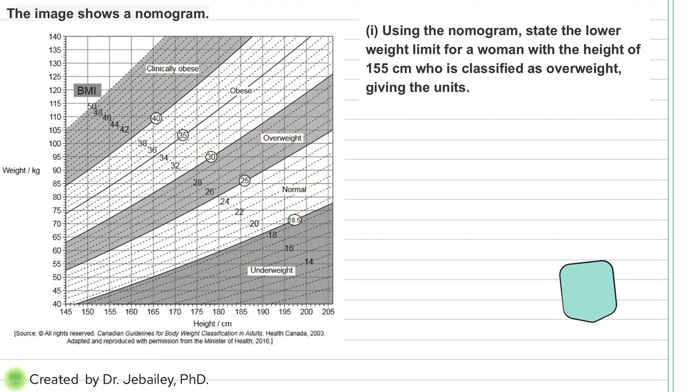So the first question here is a nomogram. The nomogram is all about BMI, looking at the height as well as the weight of a person and trying to figure out if they are obese or clinically obese, overweight, underweight, or in a normal weight range. So here is the question. It says, using the nomogram, state the lower weight limit, that means the minimum, of a woman with a height of 155 centimeters who is classified as overweight, giving the units.